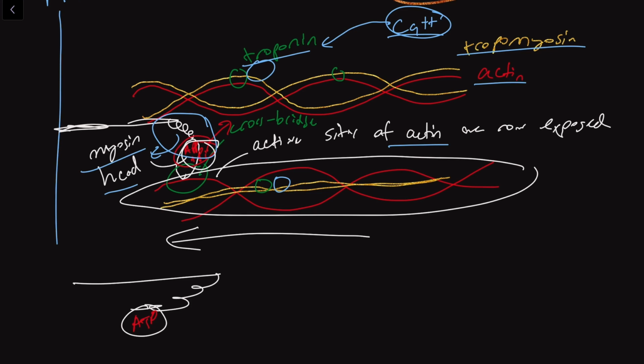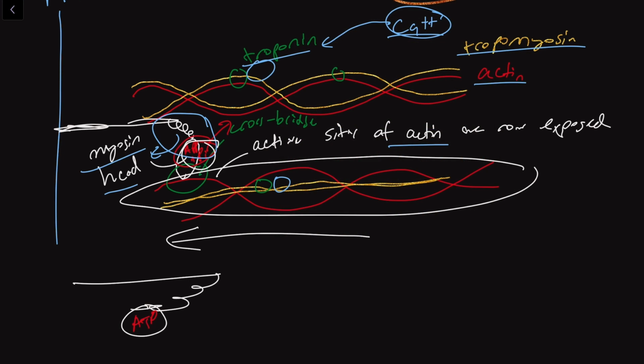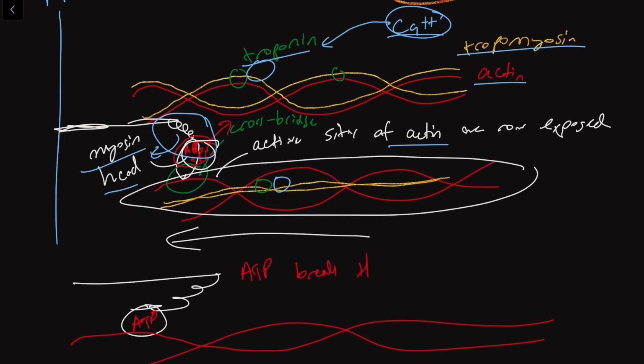And during this process, I just want to note that this guy is still attached onto that actin filament. And so when ATP comes, ATP breaks the cross bridge. It's going to jump in here and sever that link between the myosin head and the actin active site. And so that happens.